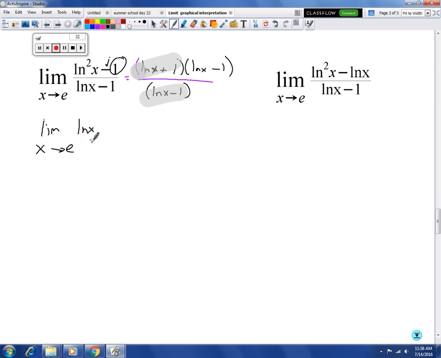Rewrite that as the limit as x approaches e of natural log of x. Oops, I canceled out the wrong one up here. The minus 1's canceled. So natural log of x plus 1. Substitute our e. Natural log of e plus 1 is 1 plus 1. We get 2.